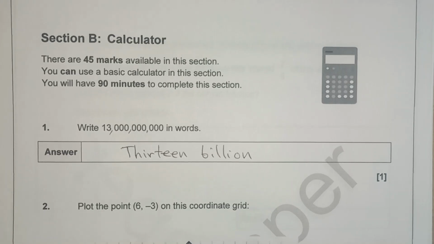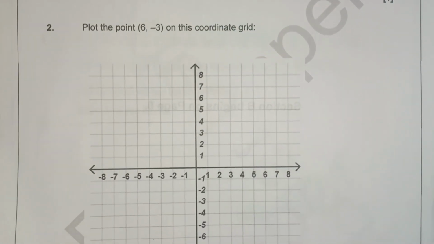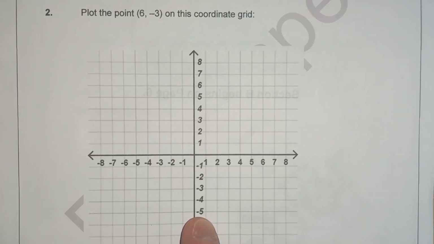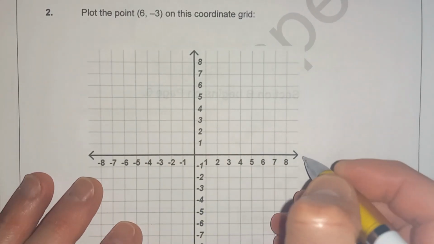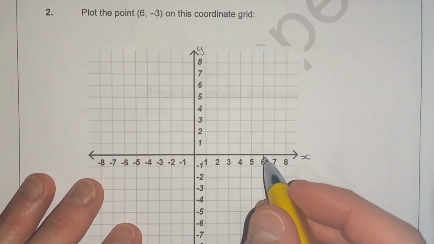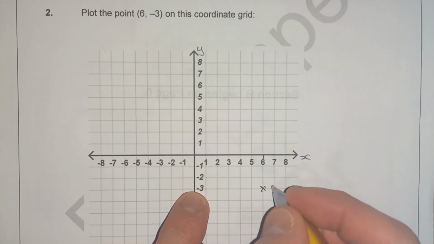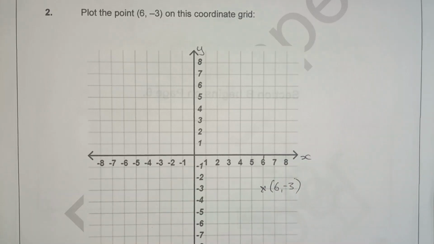Okay. So now we can have a look at question 2. Plot the point 6, minus 3 on this coordinate grid. So the first digit is always the x coordinate. So this is the x, this is the y. So 6 is here. Minus 3, well, minus 3 is down here. So we're going to mark this here. And I'm actually going to write the coordinates there.